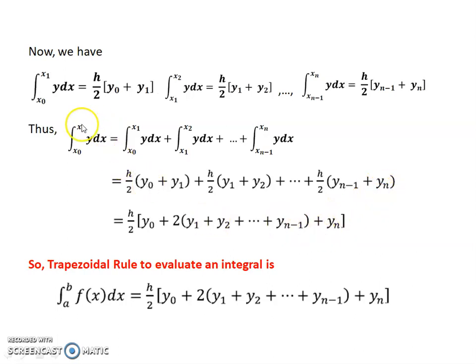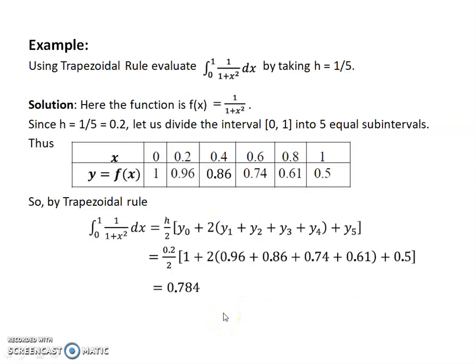So our formula for integration x0 to xn y dx is nothing but h by 2 times y0 plus twice y1 plus y2 plus y3, like this up to yn minus 1, plus yn. This formula is known as the trapezoidal rule to evaluate an integral. Let us see an example.